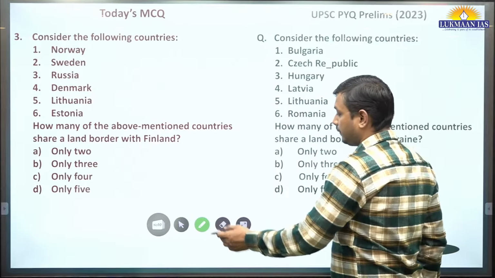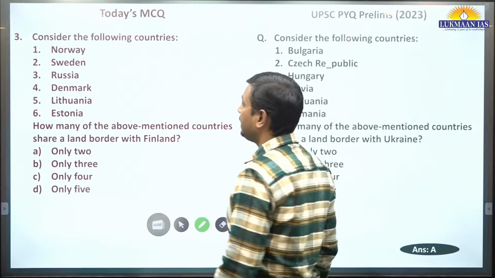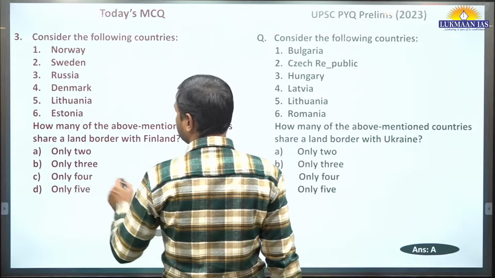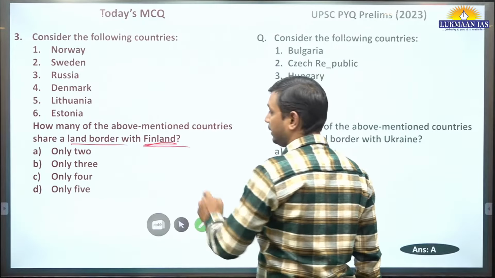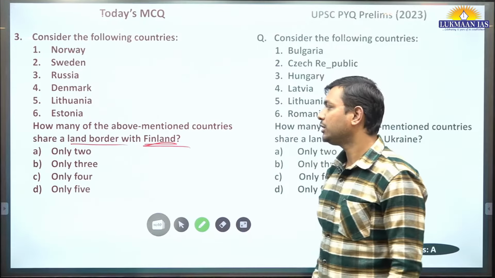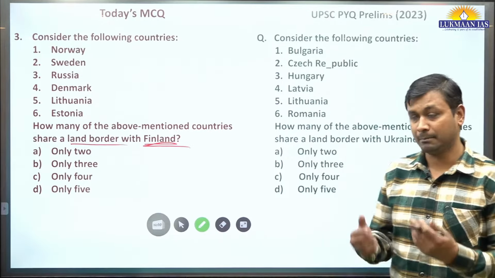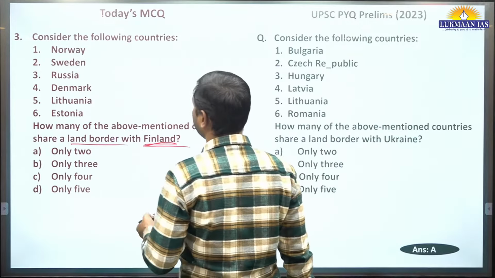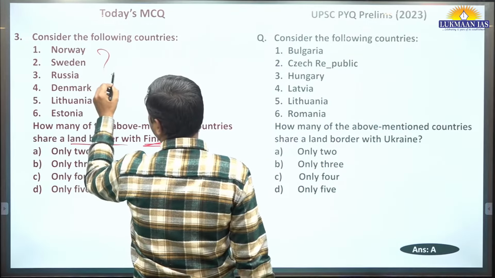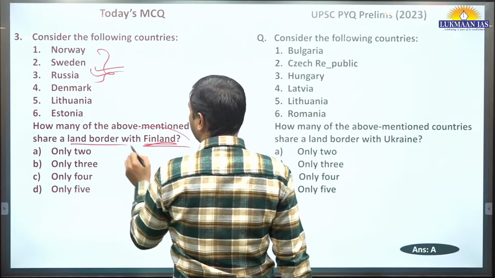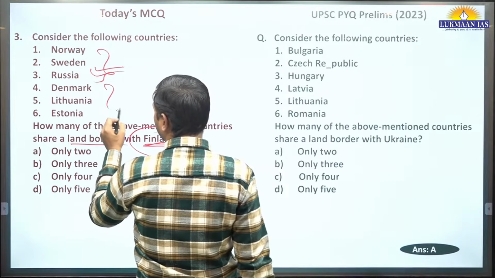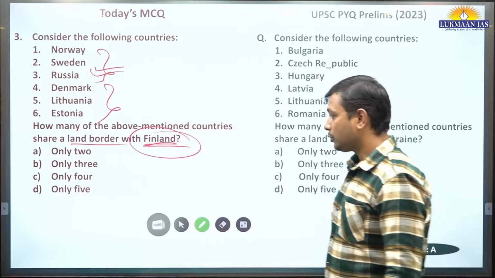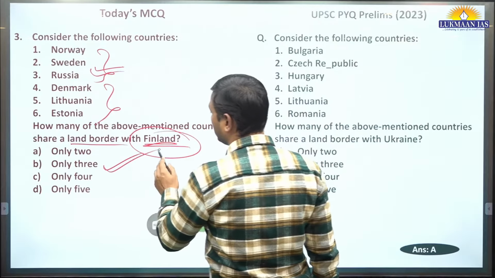Now consider the following countries: Norway, Sweden, Russia, Denmark, Lithuania and Estonia. How many of the above countries share a land border with Finland? Why this question? Basically you have to remember the map very well. Many times the UPSC asks direct questions related to this. So Norway, Sweden and Russia share a land border with Finland. Denmark, Lithuania and Estonia don't share a land border with Finland. So here the correct answer is option B.